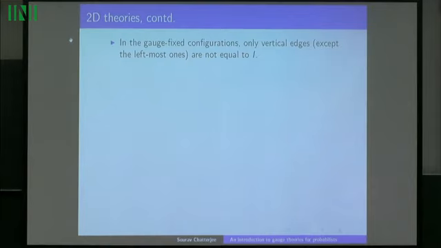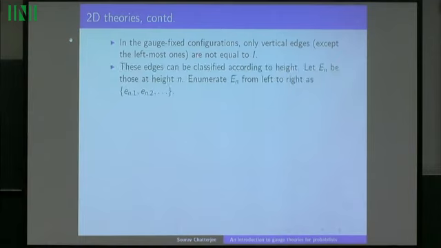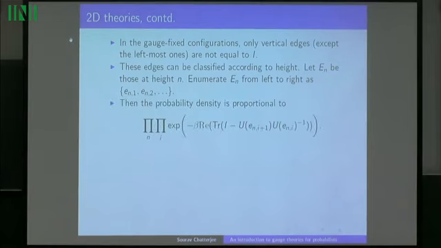Okay, so in this gauge fixed configuration, only the vertical edges, except the leftmost ones, are not equal to identity. So these edges can be classified according to height. So there are different layers of vertical edges. At each height n, you have a layer of edges, and you enumerate these edges as e_n1, e_n2, etc. And you can check that the probability density of this whole configuration is just this: you take the product over n, and then for each n, the product over i, of e to the minus beta real part of trace of I minus U_{n+1,i} times U_{n,i} inverse.